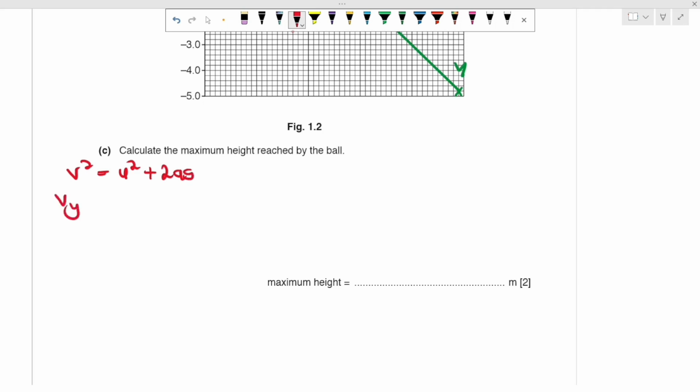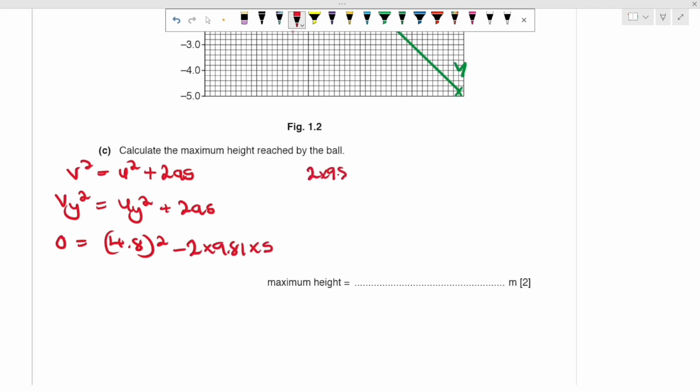And we know that vy squared, in the y direction because that's where we have acceleration, will be equal to uy squared plus 2as. The final velocity at the top will be zero, like we have said, okay? Initial velocity 4.8, all of that squared, minus, because the acceleration will be acting downwards. And if up is positive, since this velocity uy is positive, it means that down will be negative. So this will be 2 times 9.81 times s, right? So it means that 2 times 9.81 times s will be equal to 4.8, all of that squared. Okay, so your s will be equal to 4.8 squared divided by 2 times 9.81.